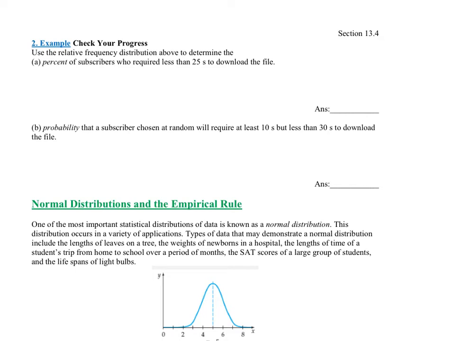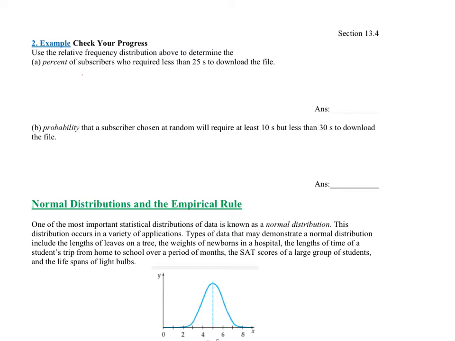Example 2, check your progress, says use the relative frequency distribution above, meaning on the previous page, to determine the percent of subscribers who required less than 25 seconds to download the file. So to do less than 25 seconds, I want you to go back to that chart. From that chart, I want you to add the numbers.